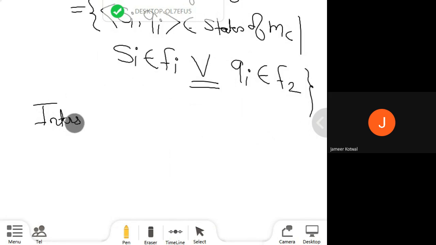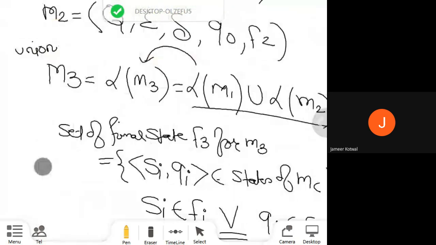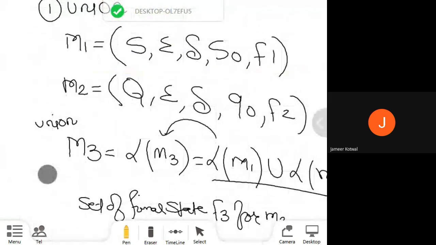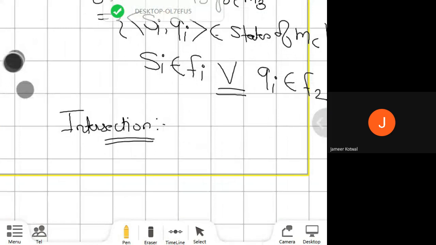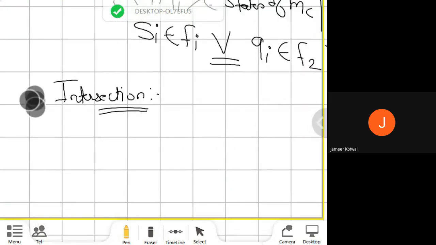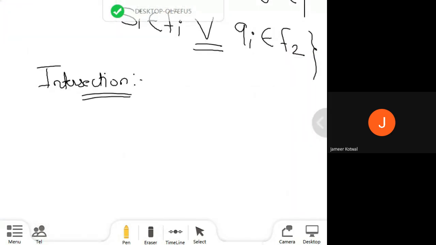Next one is the intersection. Consider the same machines, M1 and M2, whatever we have represented for the union. M1 is a separate machine, M2 is a separate machine. Now we are going to represent a machine 3, and machine 3 for the intersection.